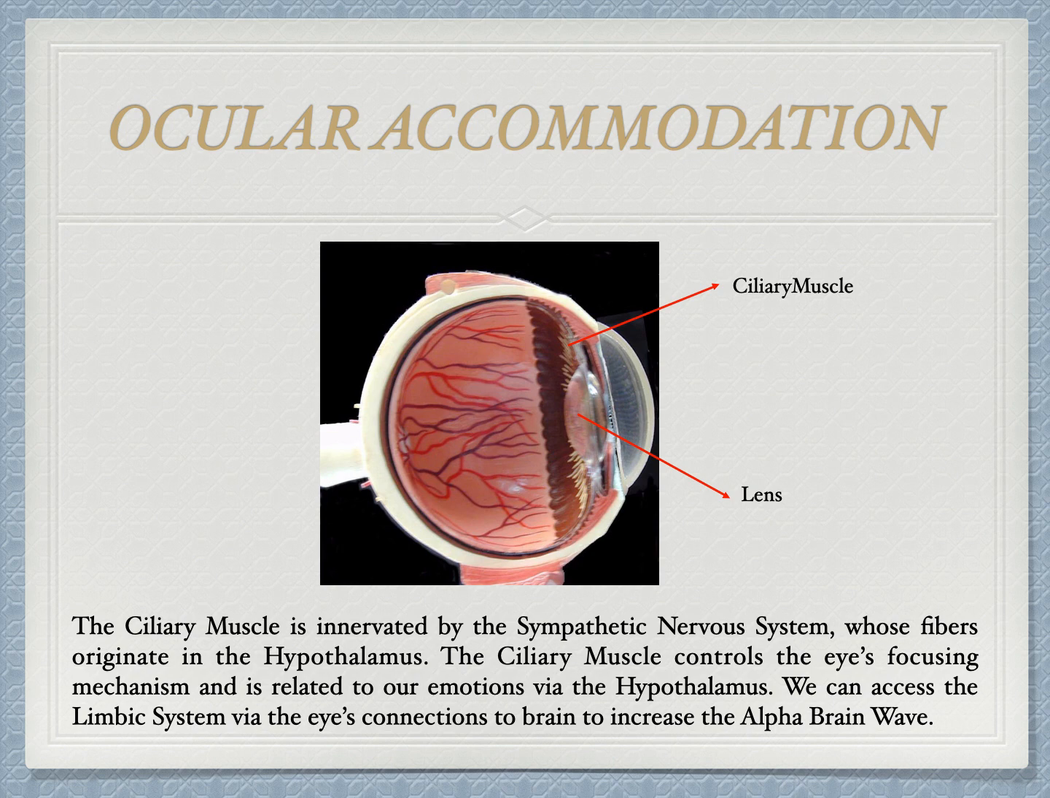As noted on a previous slide, the hypothalamus is one of the components of the limbic system, and from the connection of the hypothalamus to the focusing muscle of the eye, known as the ciliary muscle, we can access the limbic system via the hypothalamus by training the ciliary muscle.